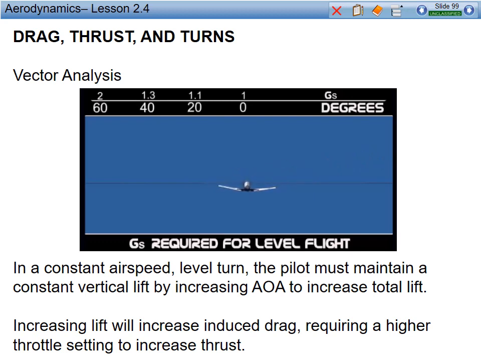In a constant airspeed level turn, the pilot must maintain a constant vertical lift by increasing angle of attack to increase the total lift. By increasing that lift, you will increase drag, which requires a higher throttle setting to increase the thrust.